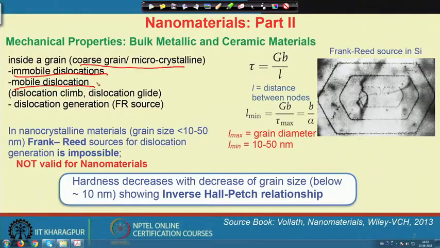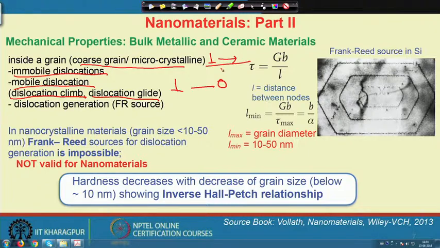That is why we call it a 0.2 proof stress. That is the reason. Now, the mobile dislocation moves because of dislocation climb or dislocation glide on a plane. Let us say if a dislocation is stopped by a particle, then the dislocation may go into a different plane, so that it can move.